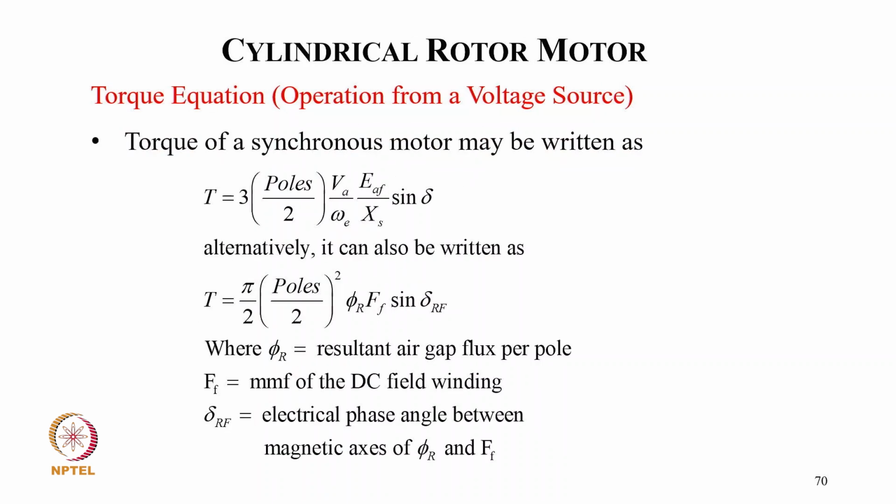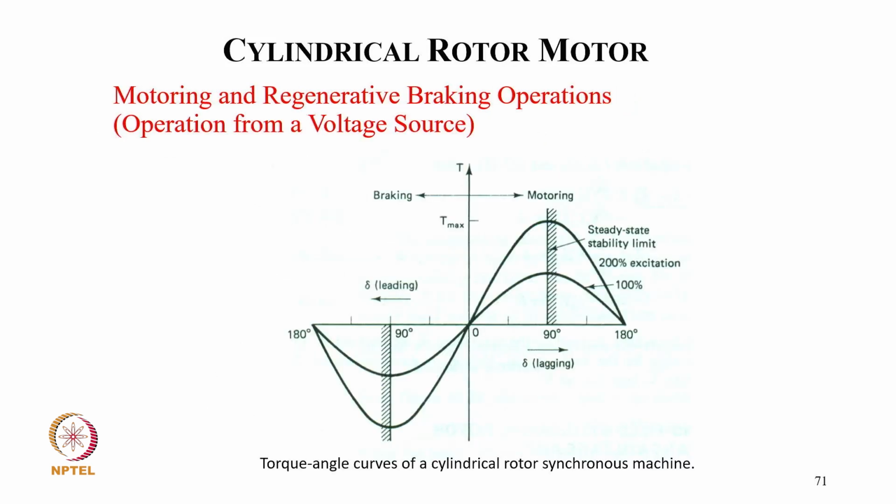The torque here of the synchronous motor can be written T equal to 3 poles by 2, V upon omega E into EF upon XS into sin delta. Alternatively it can be written T equal to pi by 2 into poles by 2 squared into phi R F sin delta RF, where phi R equal to resultant air gap flux per pole and FF is MMF of the DC field winding, and delta RF equal to electrical phase angle between the magnetic flux axes phi R and FF.